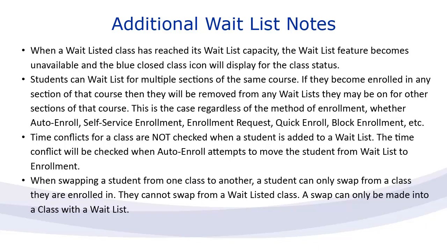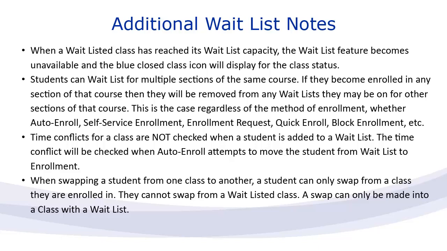When a waitlisted class has reached its waitlist capacity, the waitlist feature becomes unavailable and the blue closed class icon will display for the class status. Students can waitlist for multiple sections of the same course. If they become enrolled in any other section of that course, then they will be removed from any waitlist that they may be on for other sections of that course. This is the case regardless of the method of enrollment, whether auto-enroll, self-service enrollment, enrollment request, quick enroll, block enrollment, etc. Time conflicts for a class are not checked when a student is added to a waitlist. The time conflict will be checked when auto-enroll attempts to move the student from waitlists to enrollment.